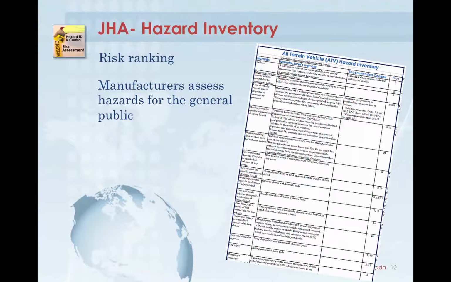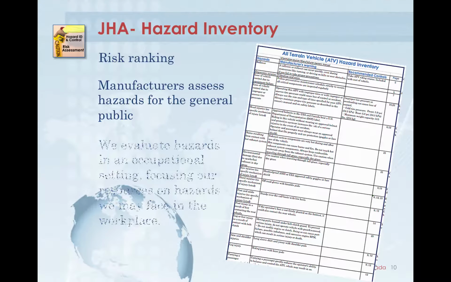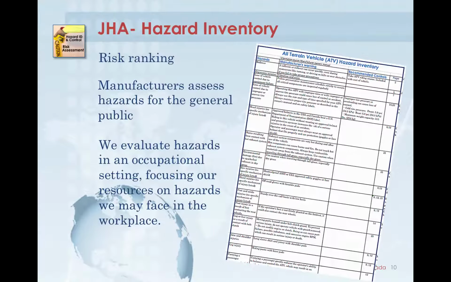The hazard list will be long. Remember, manufacturers are dealing with the untrained general public, everyone from youngsters to adults, and it's in their best interest to list every possible risk and precaution to take. But we're evaluating hazards from a different perspective. Our survey crews are experienced professionals in a work environment. And in Canada, they're required to obtain an ATV rider safety certification before conducting any work on an ATV. So although our initial hazard inventory will be long, we will focus our time and resources on the hazards we might actually face in a workplace.